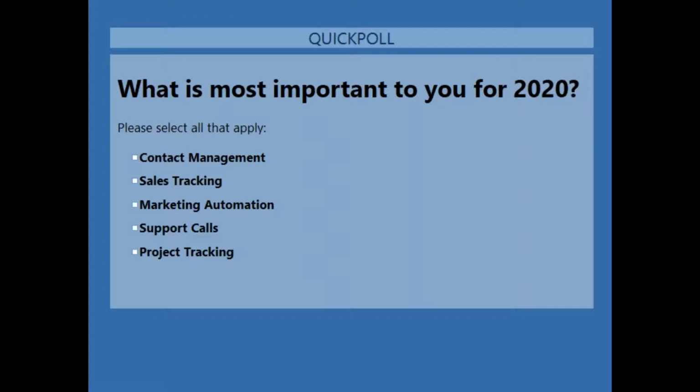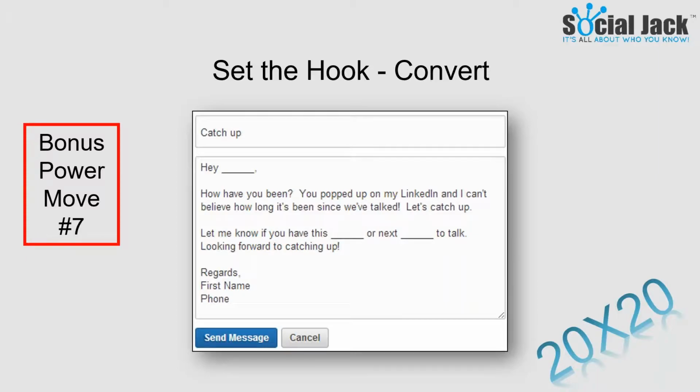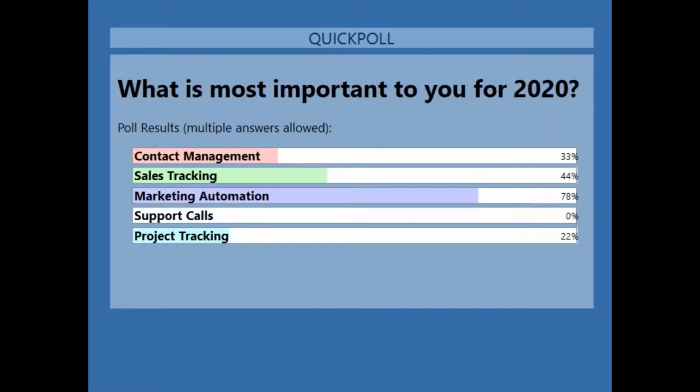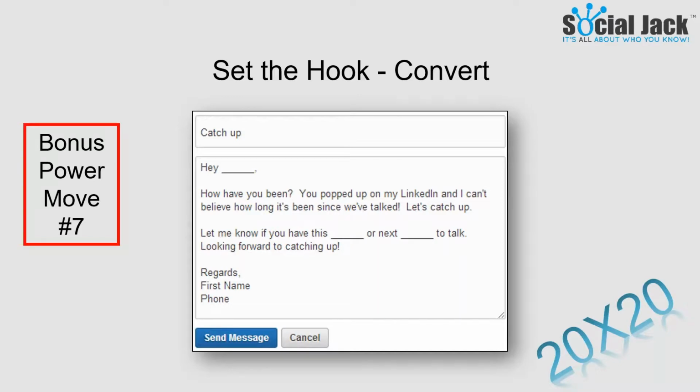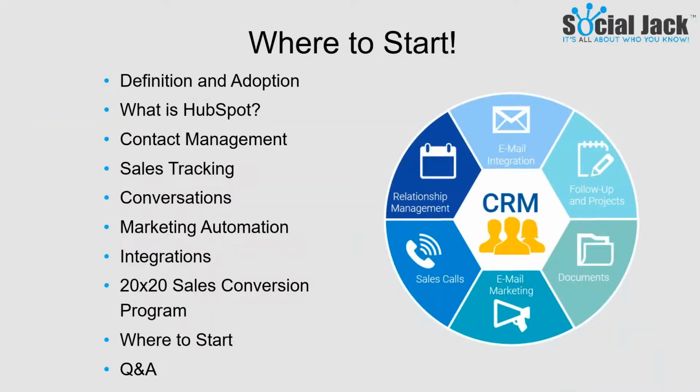Okay, good. So it looks like marketing automation is high, 78%. So here's where everybody is at. I'm going to share this just so you can see the company you're in. Contact management, it seems like people have that somewhat handled, but the most important thing is automation. So with that being said, this is what we covered.